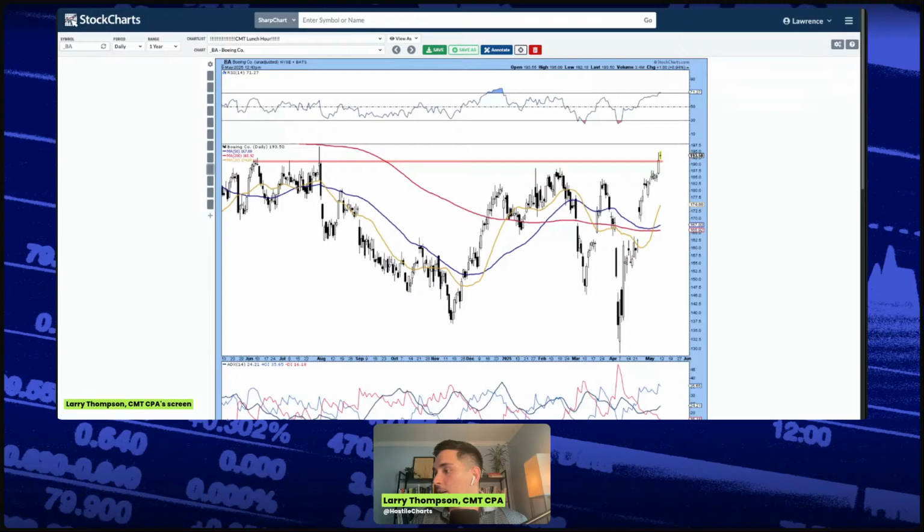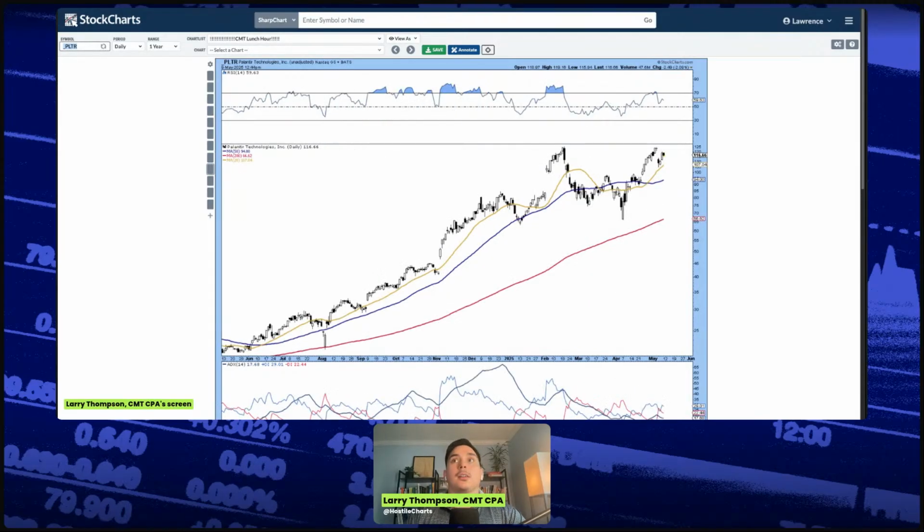Someone asked about Palantir. Let me hit Palantir real quick, and then I'll go back to the SPY chart and end with the SPY chart. Palantir, right? It's hard not to own it against this $100 level.